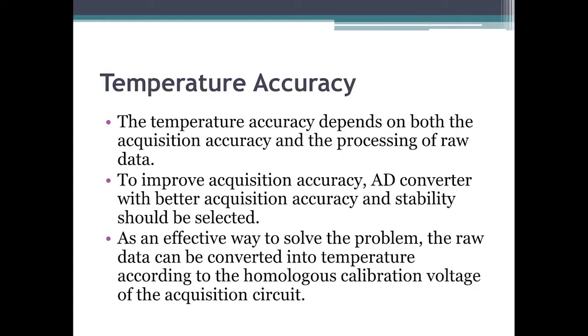First, the temperature accuracy. Temperature accuracy depends on both the accuracy and the processing of raw data. To improve accuracy, AD converter with better accuracy and stability should be selected. And as an effective way to solve the problem, the raw data can be converted into temperature according to the harmless calibration voltage of the accuracy circle.